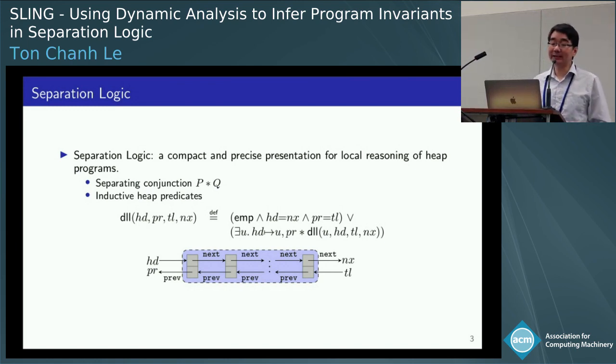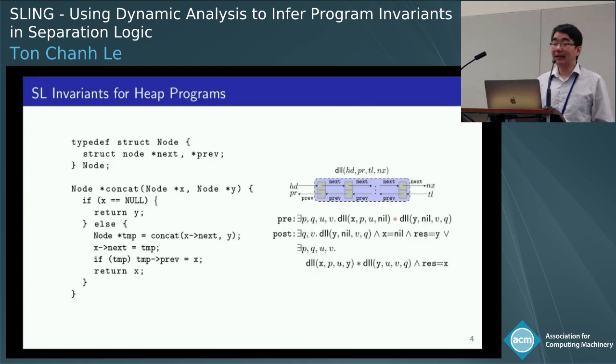In this slide, the DLL predicate models a doubly linked list segment with the head and the tail node, as well as the previous node and the next node of the whole data structure. In this definition of DLL, we also use two other kinds of predicates: emp, to indicate the empty heap, and the points-to predicate, to indicate a single memory heap cell.